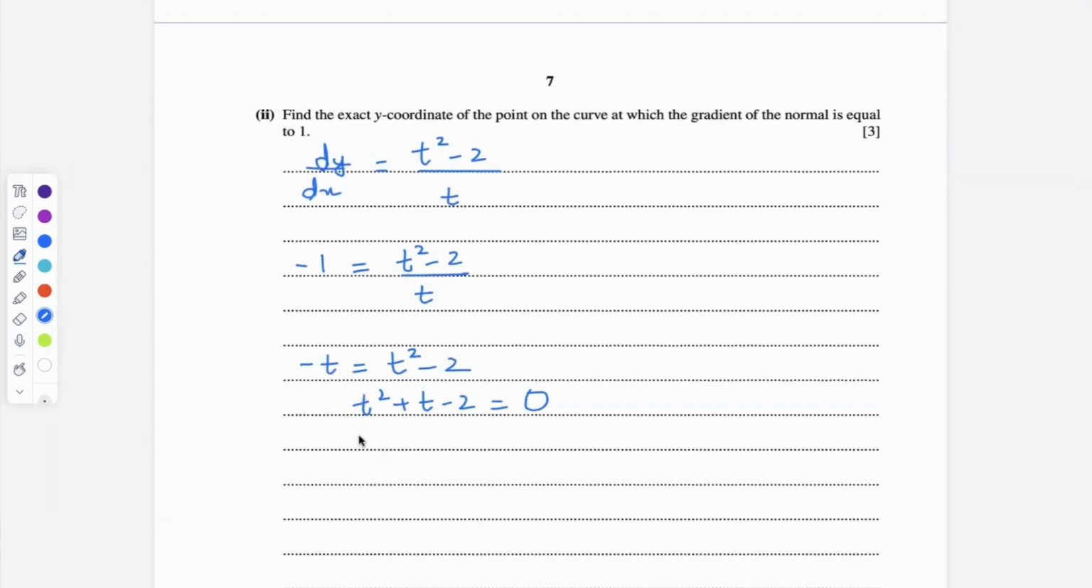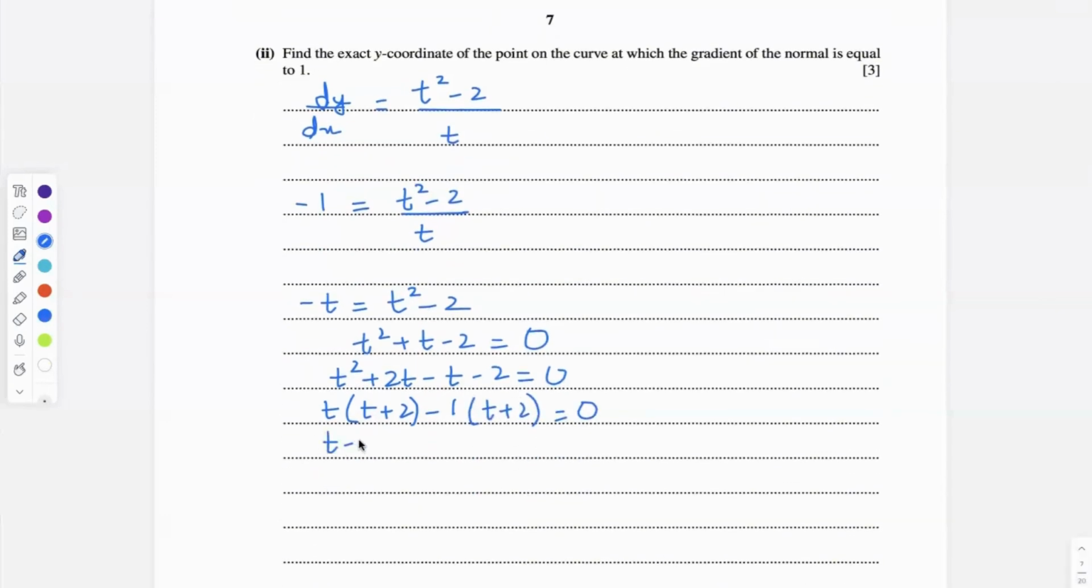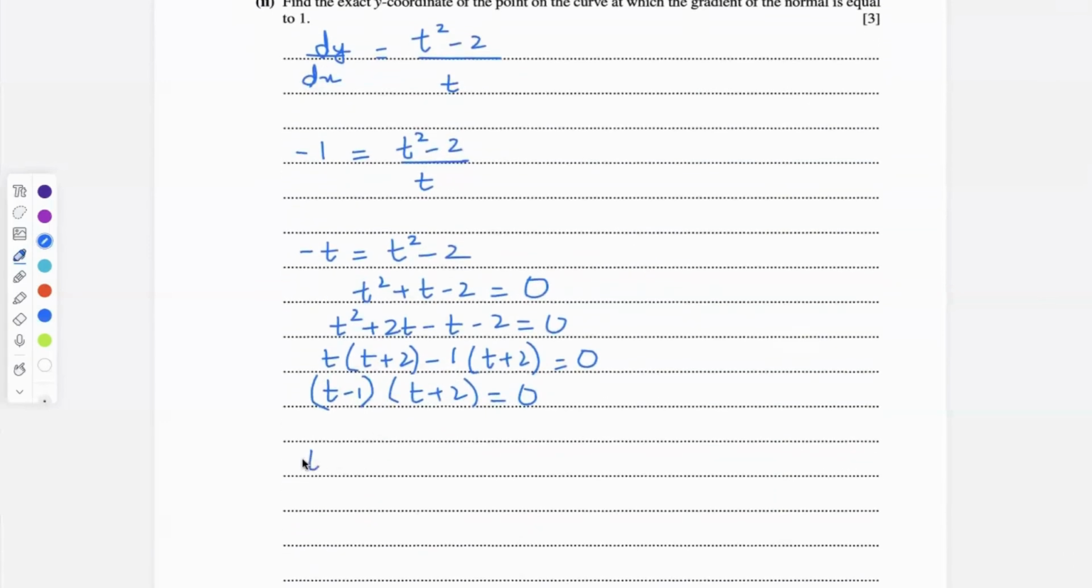Now applying middle term breaking, we'll get tan squared plus 2 tan minus tan minus 2 equals 0. This will become tan into tan plus 2 minus 1 into tan plus 2 equals 0. So we'll get tan minus 1 and tan plus 2 equals 0. So this will become tan theta equals 1 and tan theta equals minus 2.